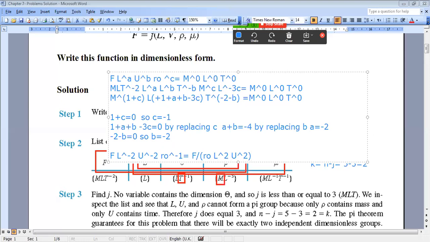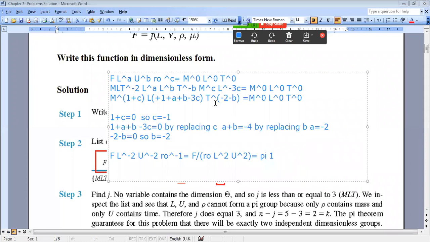This is my first group. Now, my second group, I do the same procedure. Instead of combining with f, I combine with the remaining variable that is mu. So this is group 1. In general, the group is symbolized by pi. So this is pi 1, group 1. Now, to find my second group, I do the same procedure. So instead of f, I will put mu, and I put L to the power A, U to the power B, rho to the power C, same procedure. Just now I have to change here the dimension.